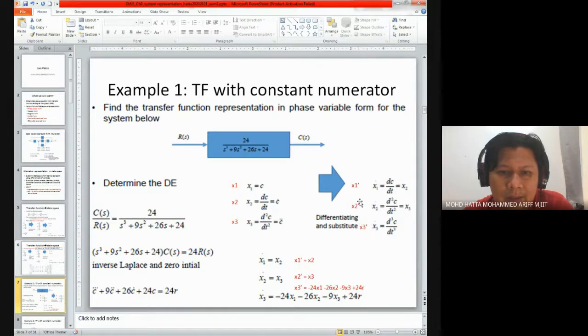By taking the definition of what we have previously, we know that x1 dot is basically x2, because x1 is c, and the derivative of c is dc over dt, which is basically x2. And x2 dot is the second derivative of c, which is basically x3. And the third one, x3 dot, is the third derivative of c, so this is c triple dot. With this definition, we see that x1 dot equals x2, x2 dot equals x3, and x3 dot will lead us to this equation.